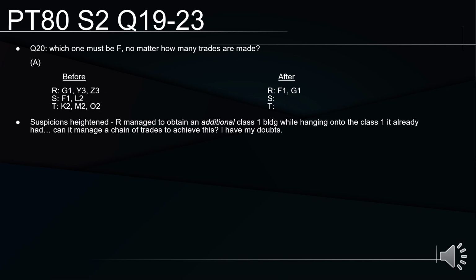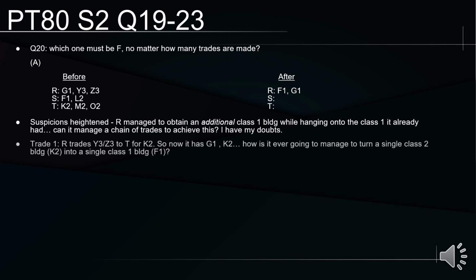R managed to obtain an additional Class 1 building while also hanging on to the Class 1 that it already had. Can it manage a chain of trades to achieve this? I have my doubts again because Class 1 is the highest class of building that we have. It takes the most juice, so to speak, and I'm not sure that R has enough juice to obtain both of them, really, without having a whole lot of resources to do it. So it's going to be quite difficult at the very least.